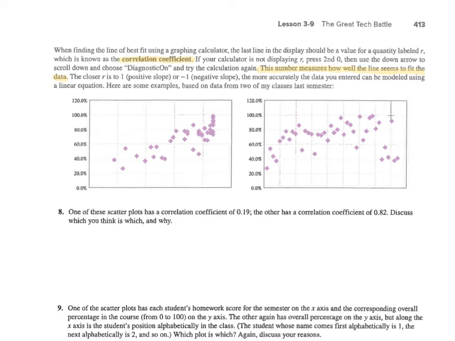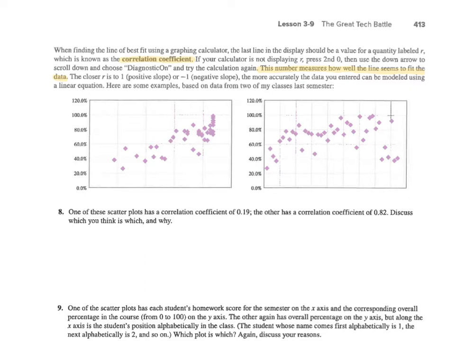Here are some examples based on data from 2 of the author's classes last semester. On number 8, it says, one of these scatter plots has a correlation of 0.19. Now that is not very close to 1 at all. The other has a correlation of 0.82. Discuss which you think is which and why.